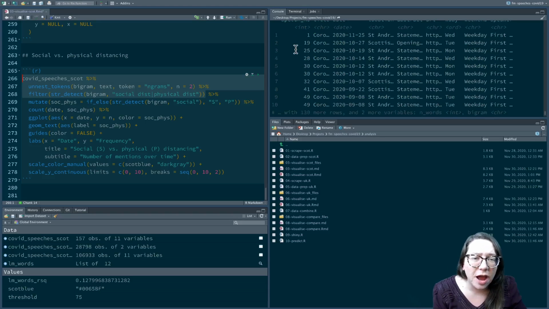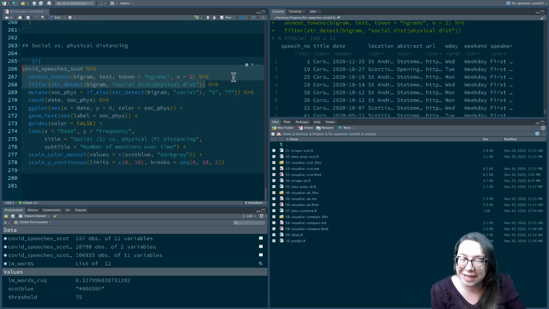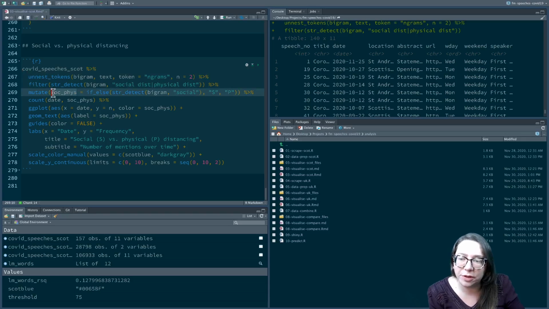So it looks like 140 of these bigrams include either social dist or physical dist. And there were 157 speeches, so it seems like on average we say it once or a little less than once per text. And then we create a new variable called soc or phys, and that's basically saying if you detect the word social, put the letter S, otherwise put the letter P.